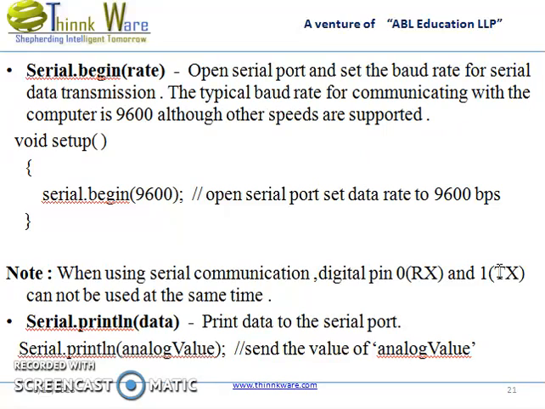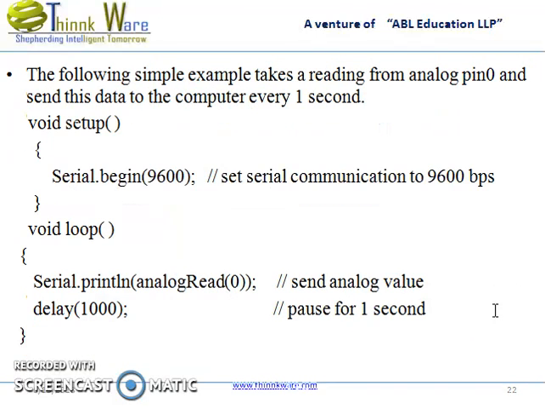Serial.begin rate. Open the serial port and set the baud rate for serial data transmission. The typical baud rate for communicating with the computer is 9600, although other speeds are supported. Serial.println data is for printing data to the serial port. Serial.println analog value sends the value of the analog value. The following simple example takes a reading from analog pin 0 and sends this data to the computer every second.